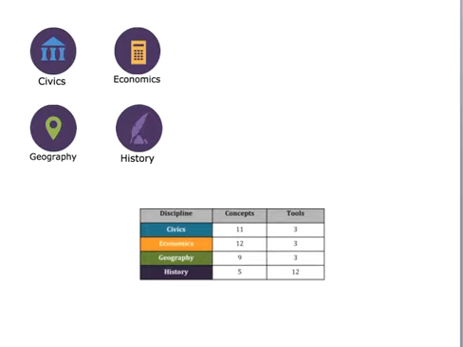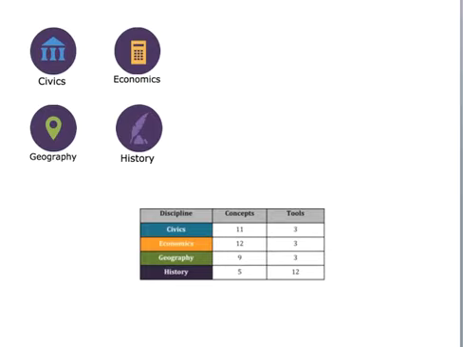So in civics, 11 of the 14 indicators focus on concepts. In economics, it's 12 of the 15, and in geography, it's 9 of the 12 indicators that focus on concepts. The opposite is true of history. History is more tool-based. So of the 17 indicators, 12 are focused on tools and just 5 on concepts. This may come as a surprise to some.